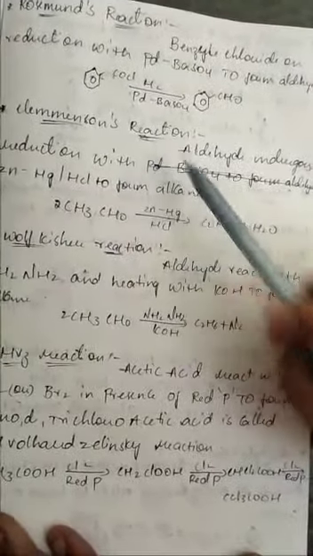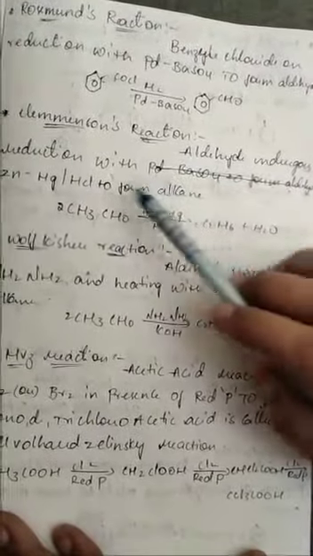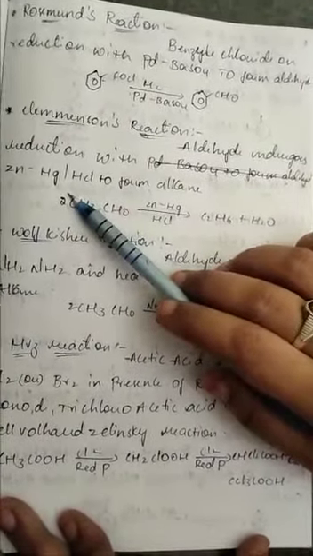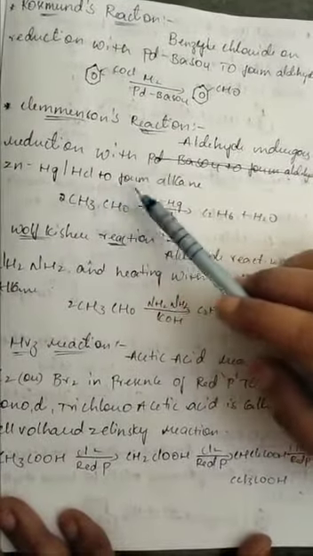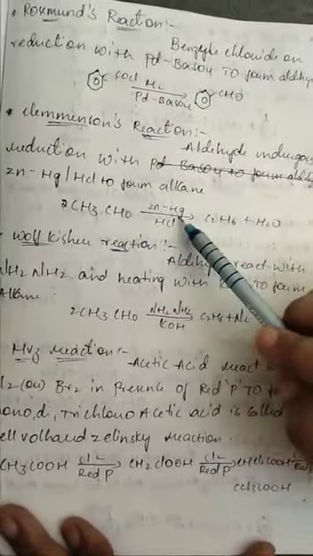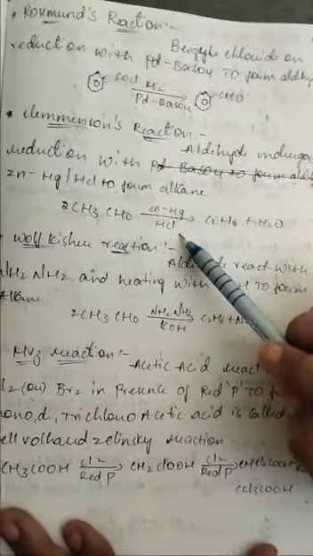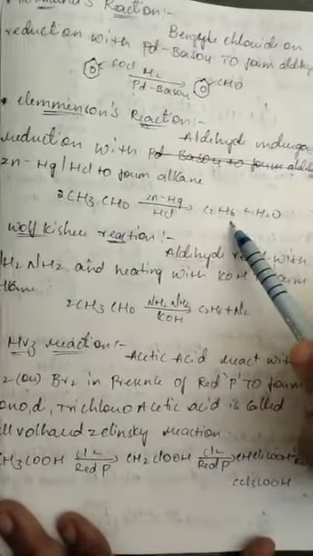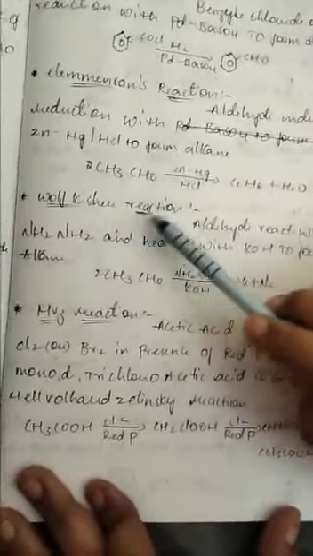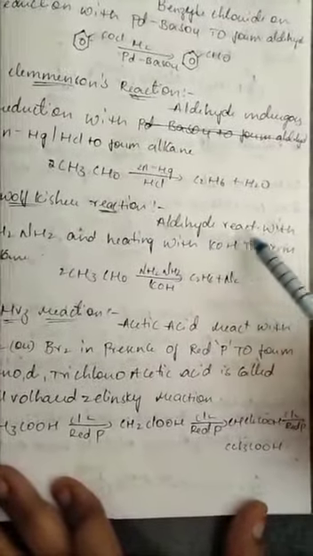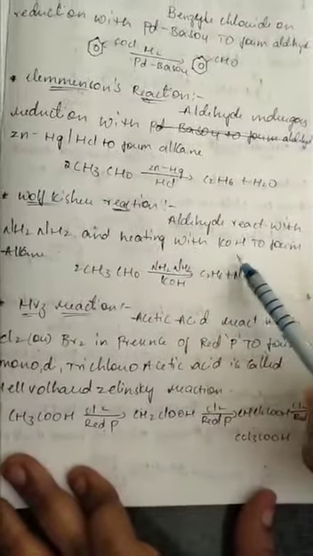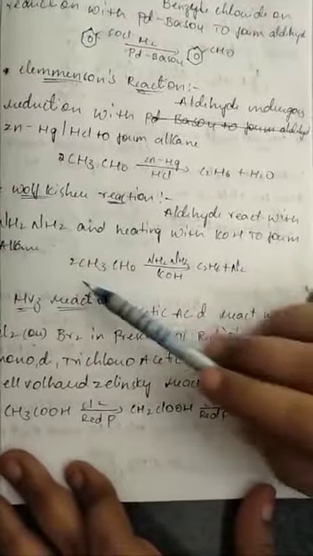Clemmensen reaction. Aldehyde undergoes reduction in presence of zinc amalgam and HCl to form alkane. Here acetaldehyde reacts with zinc amalgam in presence of HCl to form alkane, byproduct water.